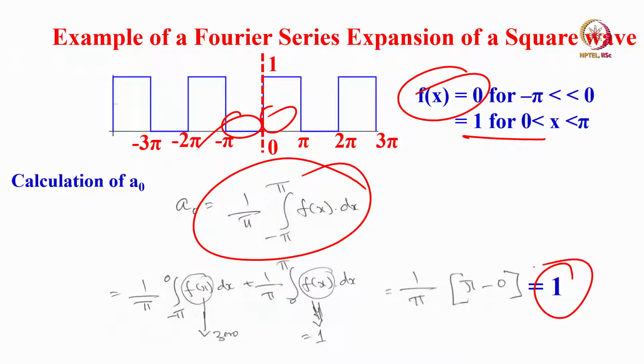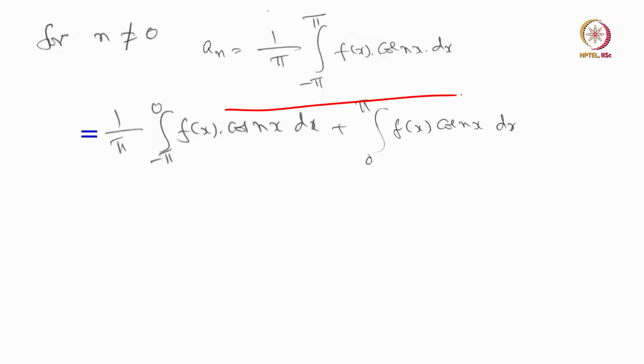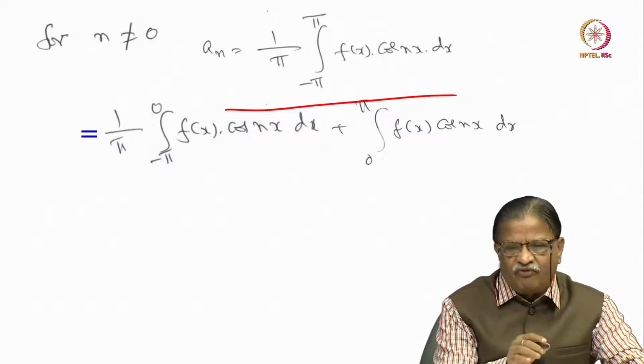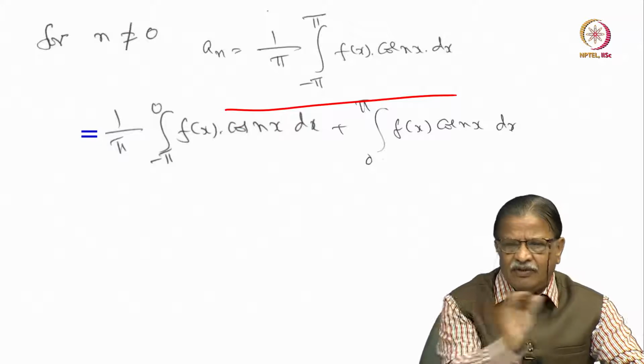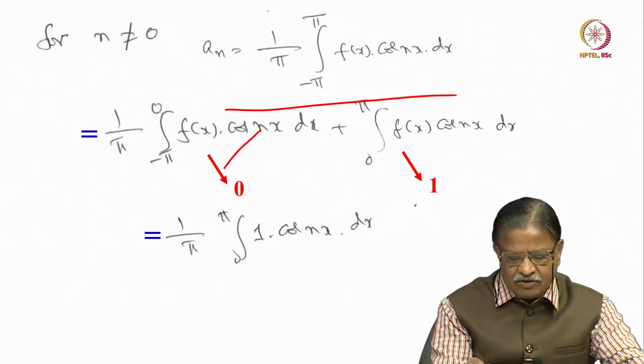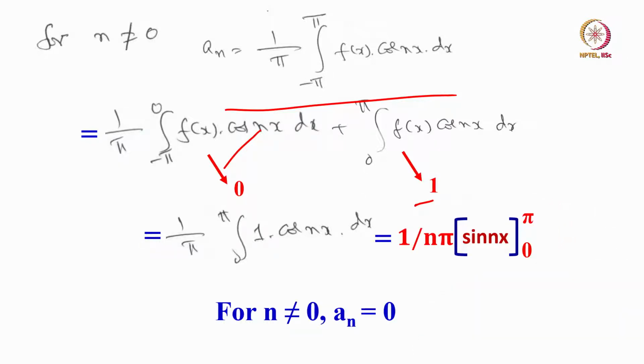So, a0 is 1 for this function, and then for n not equal to 0 we have to evaluate this integral, again separating into two parts, minus pi to 0 and 0 to pi. We know how the function behaves in the different regions, and of course one part will go to 0. For n not equal to 0 we showed that an equals 0. I do not want to go through the steps again because it was discussed last time. Similarly, we also evaluated bn.